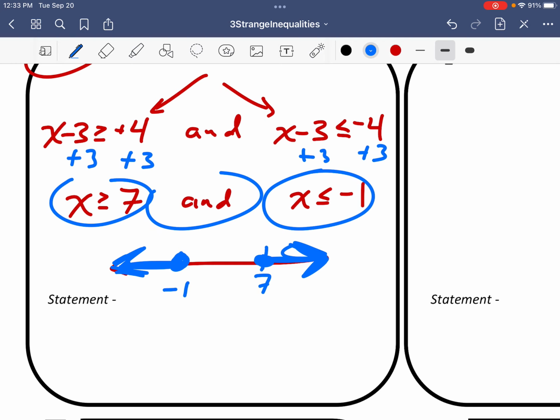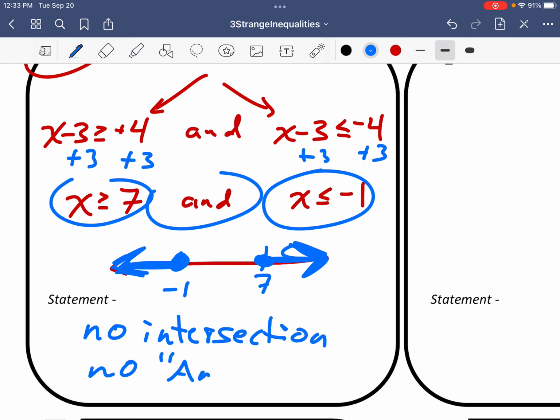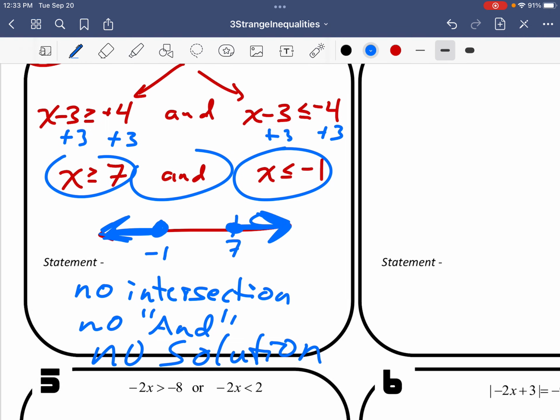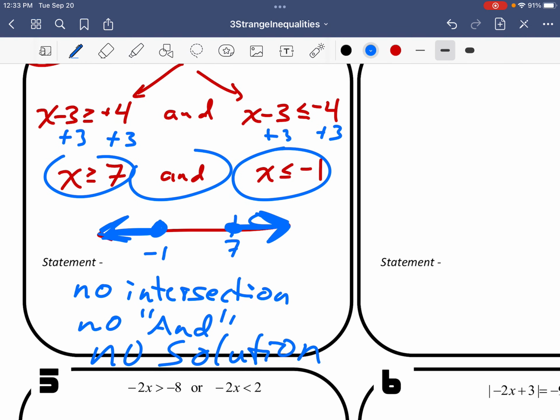And your eyes aren't deceiving you. Our solutions are going in opposite directions. There's no common region. They're not intersecting. So no intersection, no and, no solution. No solution would be your final answer to this problem because there are no x values that are greater than 7 and less than negative 1.